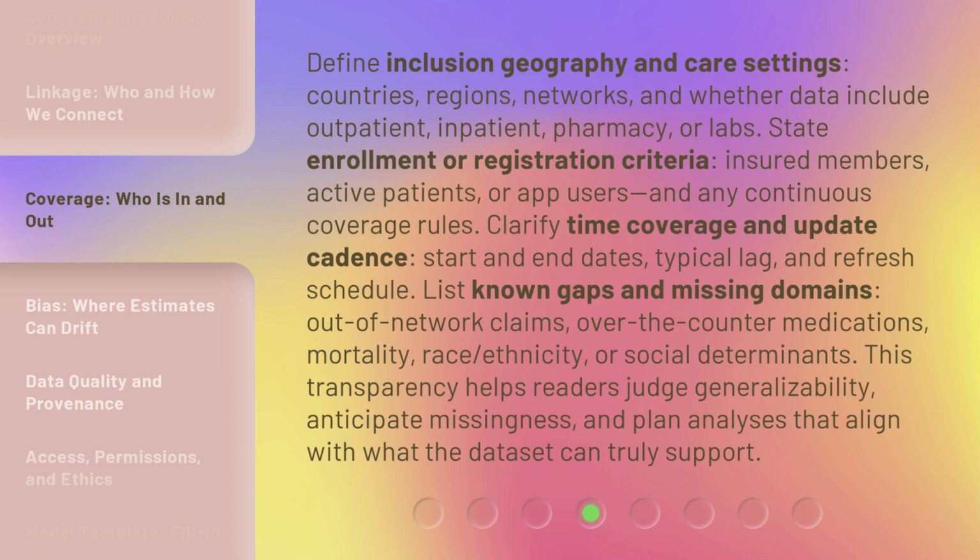List known gaps and missing domains: out-of-network claims, over-the-counter medications, mortality, race/ethnicity, or social determinants. This transparency helps readers judge generalizability, anticipate missingness, and plan analyses that align with what the dataset can truly support.